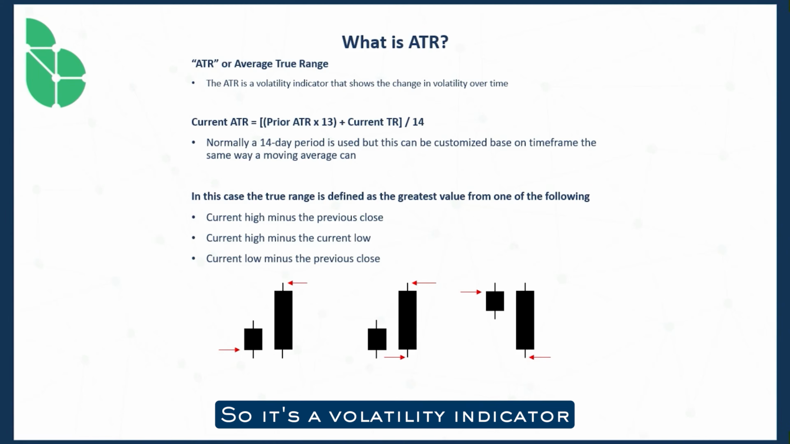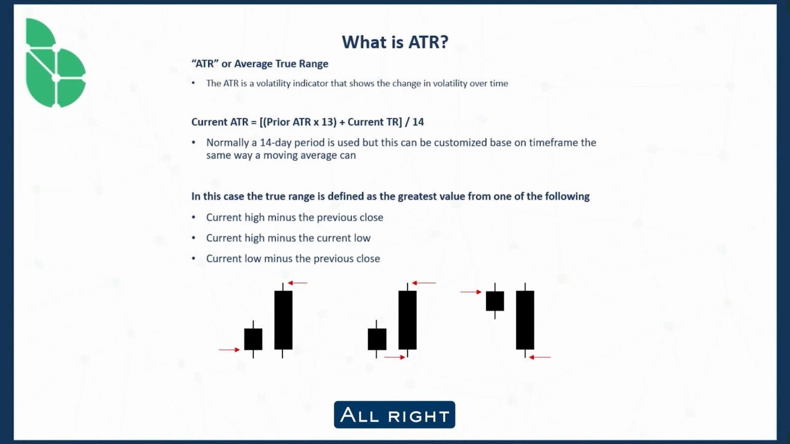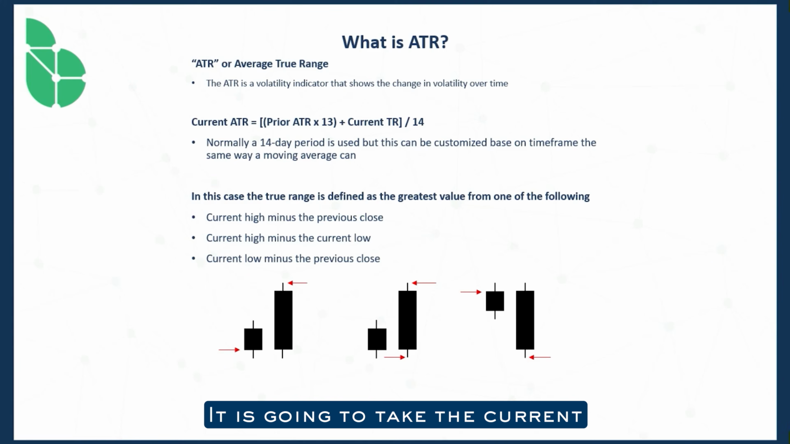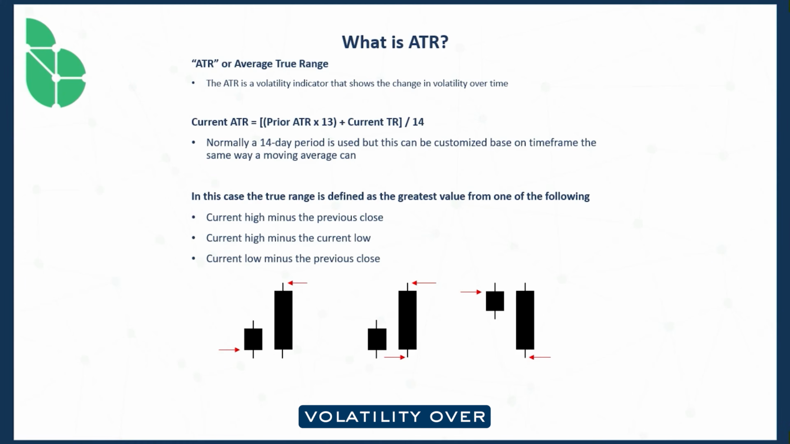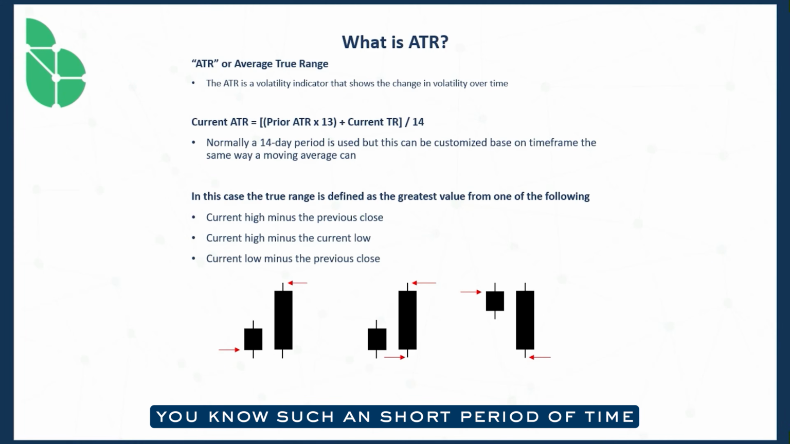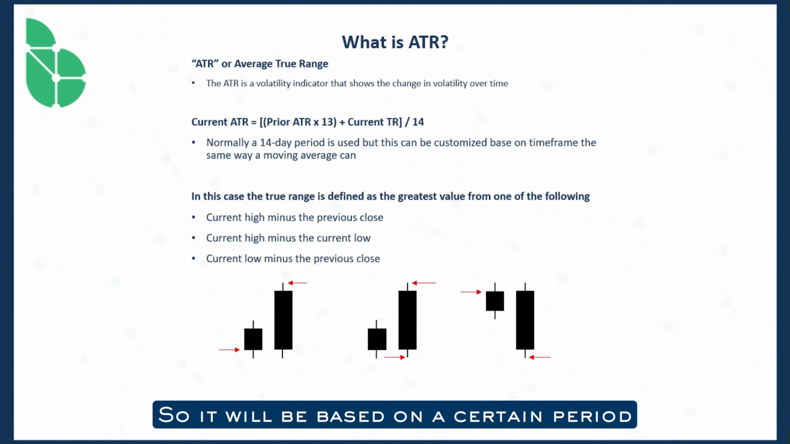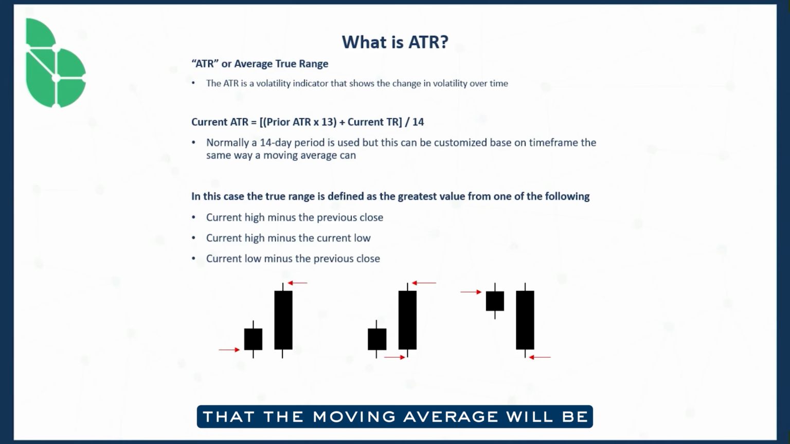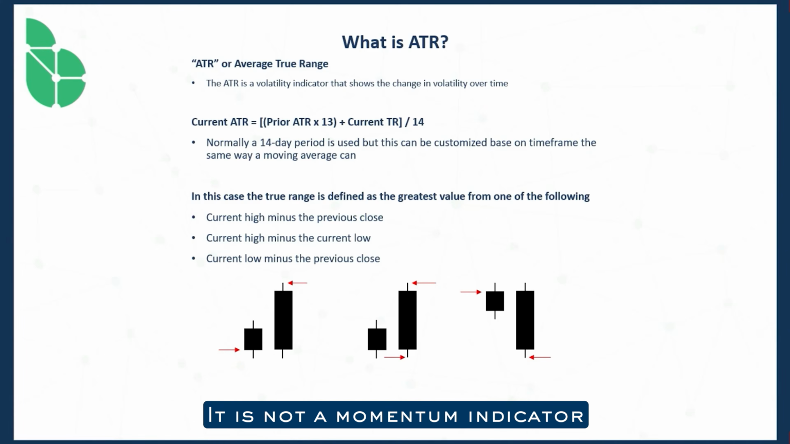So it's a volatility indicator. It is going to take the current volatility over such and such period of time. It'll be based on a certain period setting, the same way that a moving average will be. It is not a momentum indicator. It is not a trend indicator. It is just a volatility indicator. But it is very useful.